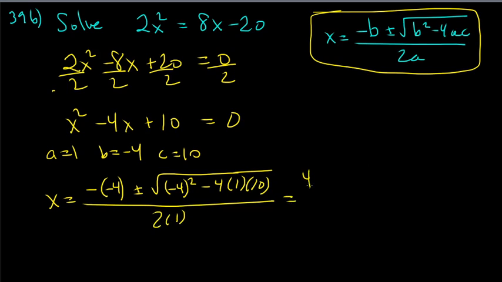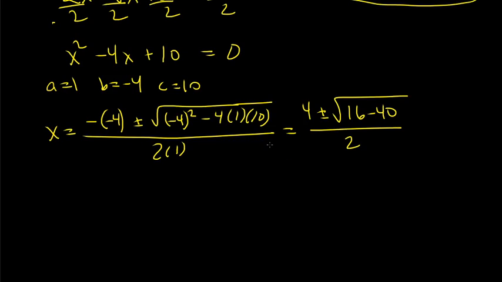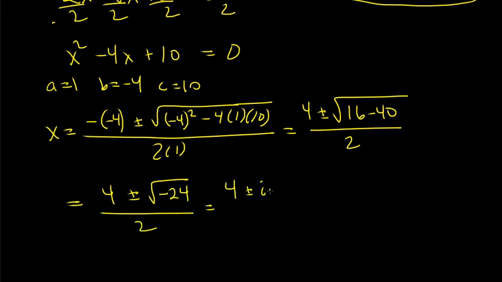So you're going to end up with positive 4 plus or minus the square root of 16 minus 40 over 2. And 16 minus 40, right, so 4 plus or minus the square root of, I think, negative 24 over 2. So because you're taking the square root of a negative number, this is going to be i times the square root of positive 24. But I think we can simplify that, right?